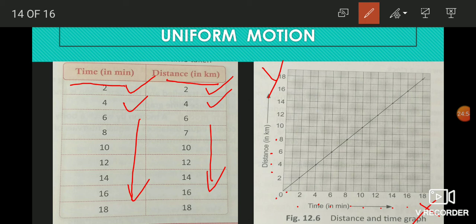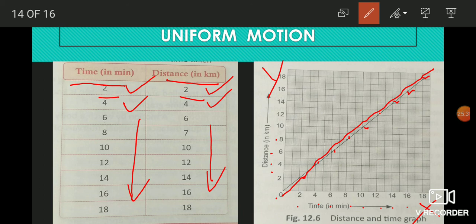At 2 minutes, what is the distance covered? It is 2 kilometers. So I put the point here. At 4 minutes, it travels 4 kilometers. At 6, 6. At 8, 8 kilometers. At 10 minutes, 10 kilometers. At 12, 12. At 14 minutes, 14 kilometers. At 16 minutes, 16 kilometers. And at 18 minutes, 18 kilometers. Then I join this by a straight line.